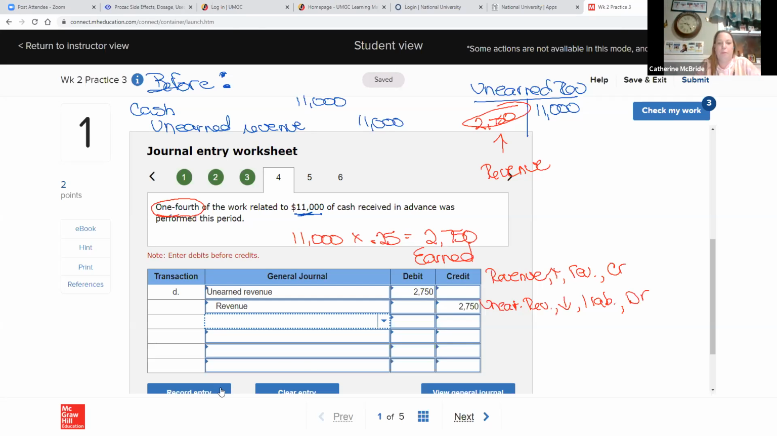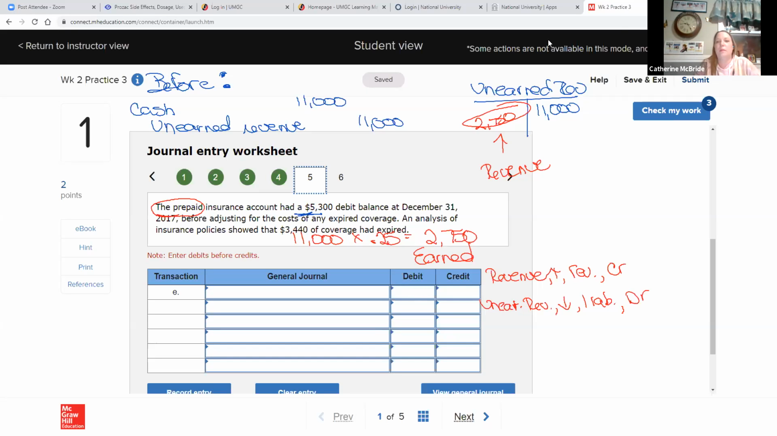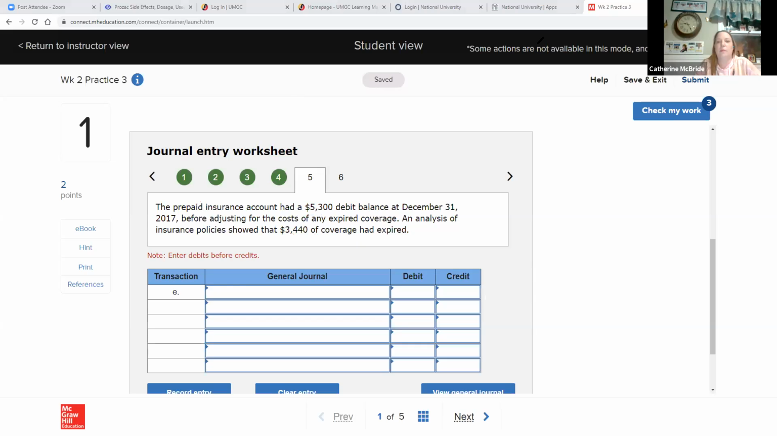Are we good here? Yep. Okay, prepaid insurance. Good news, we've already looked at one of these. So the first thing we want to do is figure out, where do we stand? I'm going to use my T account to give myself a picture.